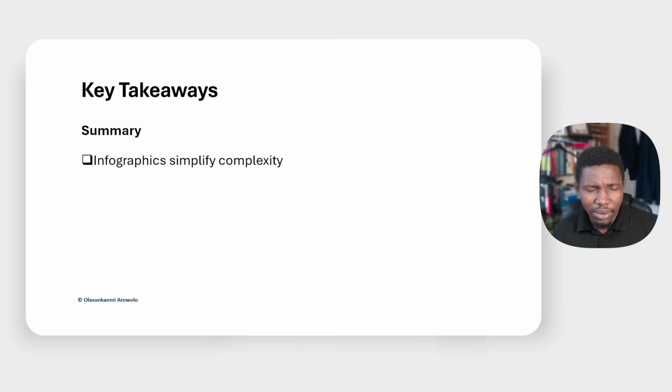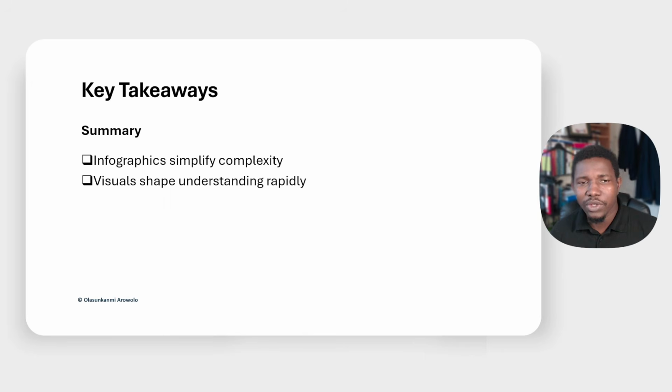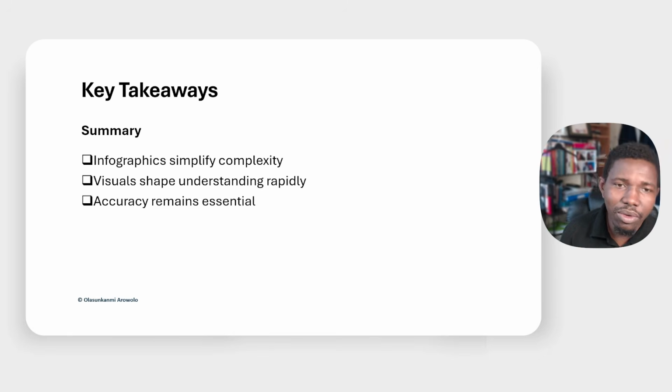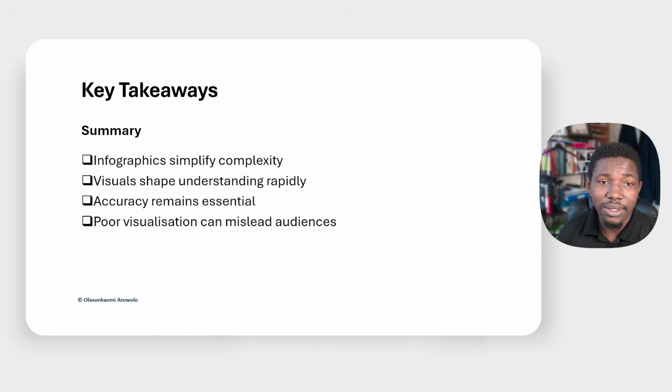Before we go, I would like to summarize our key takeaways from today. Infographics simplify complex matters and help visualize to shape understanding in a very fast and efficient way. Accuracy remains very essential in media and mass communication, so you have to ensure you prioritize accuracy. Then we have data visualization of information. Poor visualization can mislead audiences, so do not put out poor visualization.